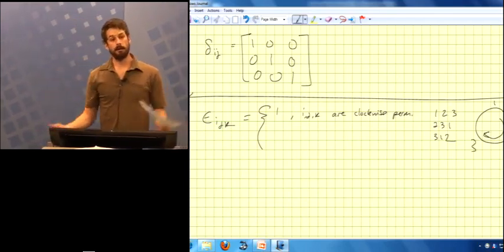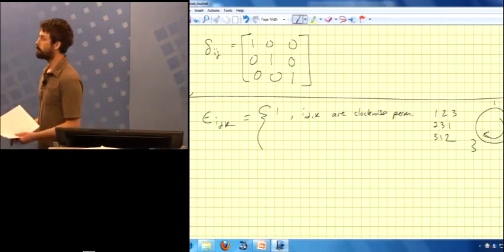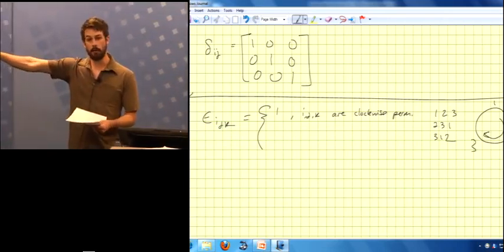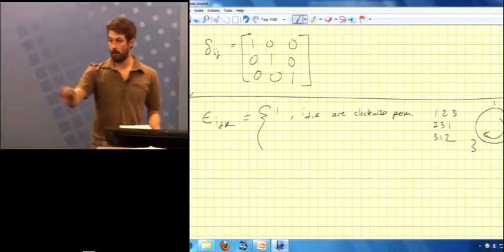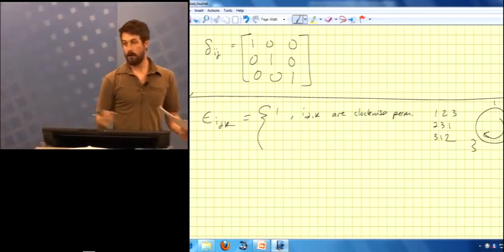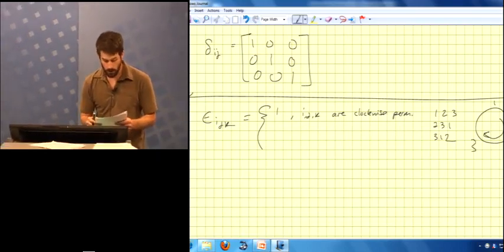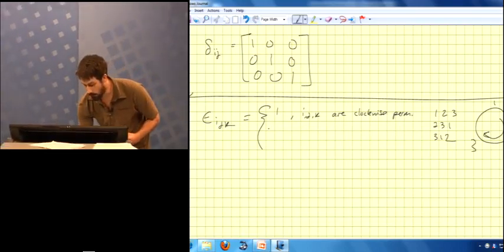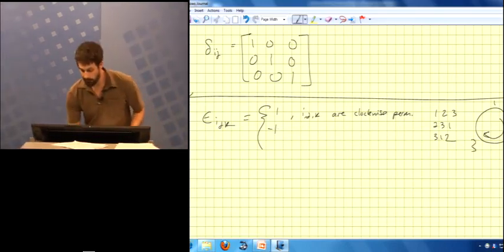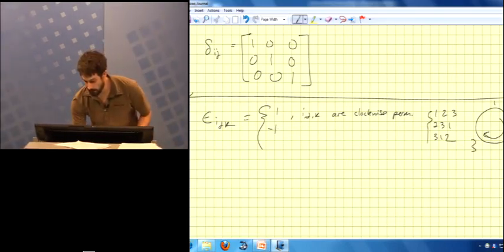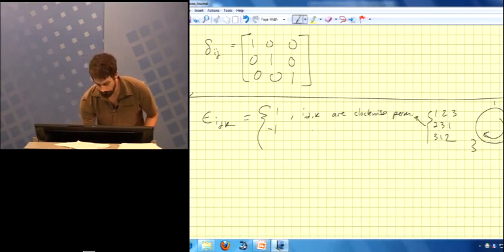So when we're dealing with this object, this tensor, whenever we actually end up putting numbers into these indices during a calculation, we always look to see what the order is because it matters. So if it's a clockwise permutation, it's equal to 1. If it's anti-clockwise, it's equal to -1. So what that would mean is if we see something like this, I'll try to connect this here for the notes.